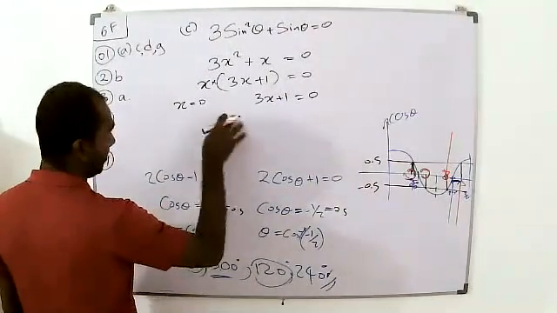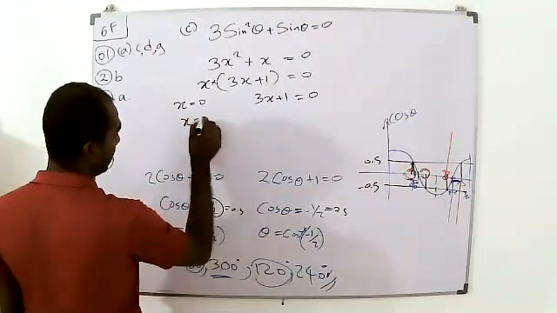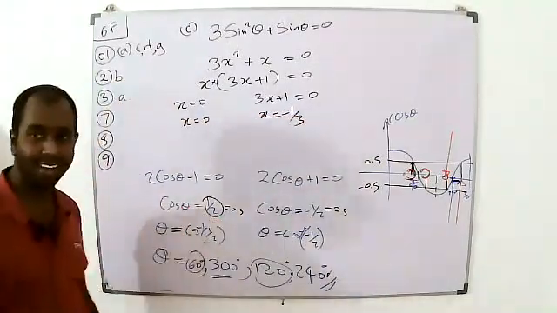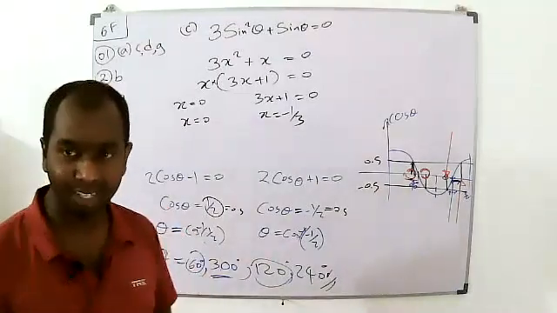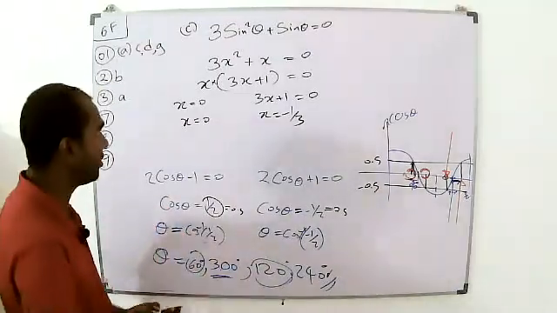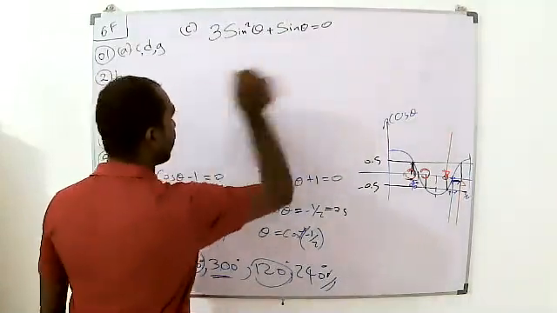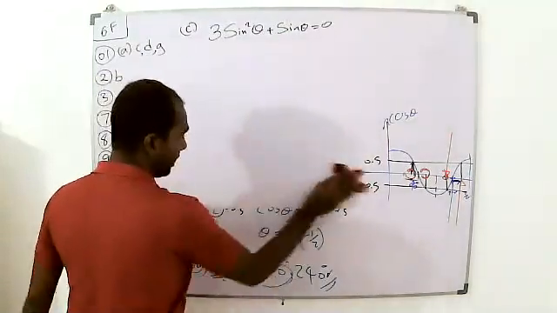Now we have x equals 0 or x equals minus 1 over 3. Now this is finished in normal algebra. But in trigonometry, this is not finished. We have to do more, no? So likewise, let's try to do it in this trigonometry part. What to do here?